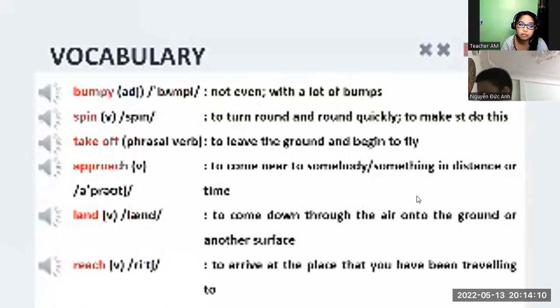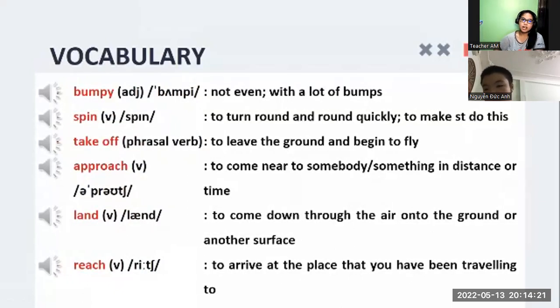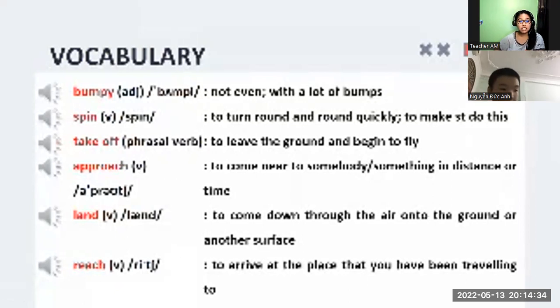Okay, last we have reach. It is also a verb that means to arrive at the place that you have been traveling to. The flight attendant will say, "Okay, so remove your seatbelt now because we finally reach our final destination." That means that you are already at your destination. You have just arrived. Do you got it? Yeah.